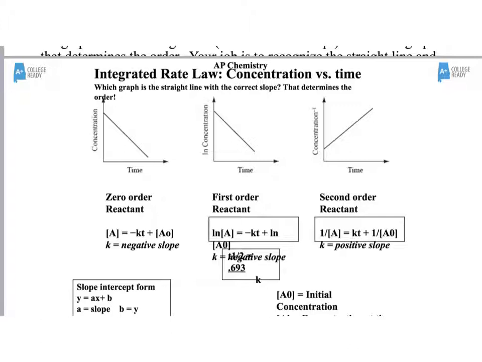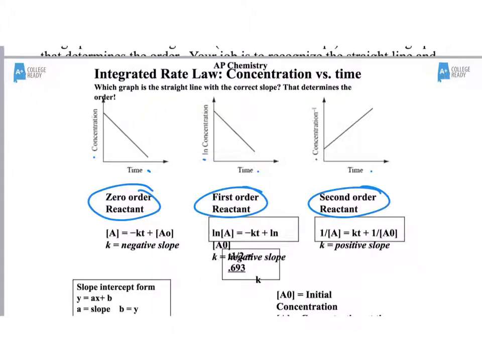This slide has a really good representation. Look at the real PowerPoint. It gets a little messed up on the videos. But there's your 3 graphs. So zero order, concentration versus time. First order, the natural log of concentration versus time. Second order, the inverse of concentration versus time. You're looking for the straight line.